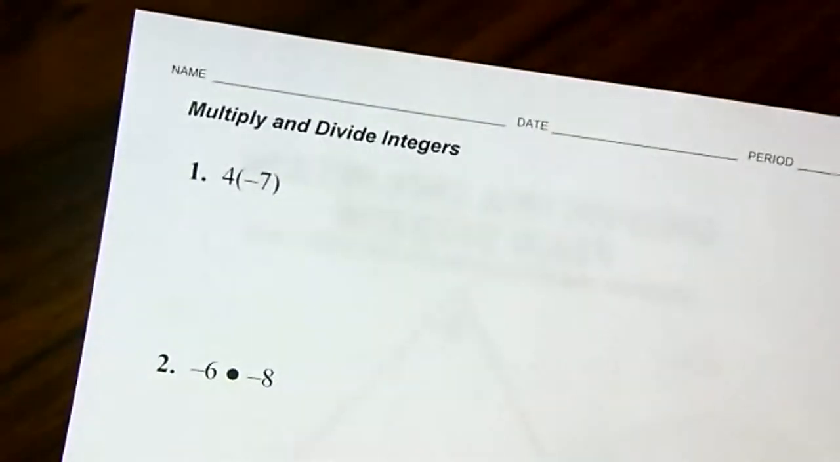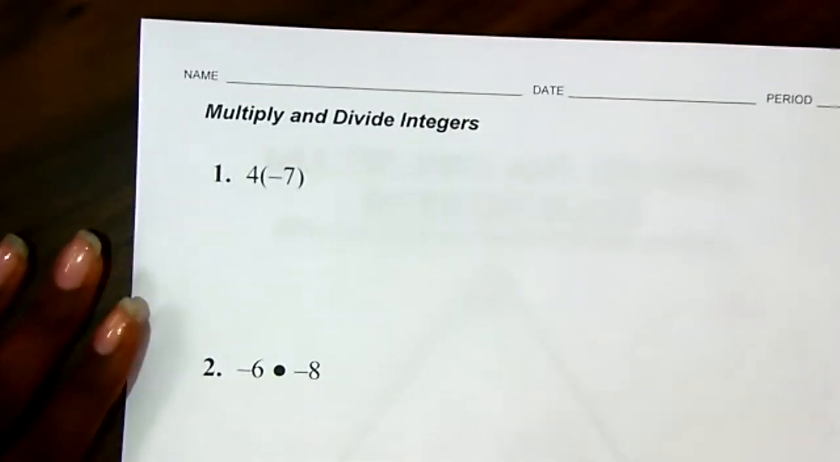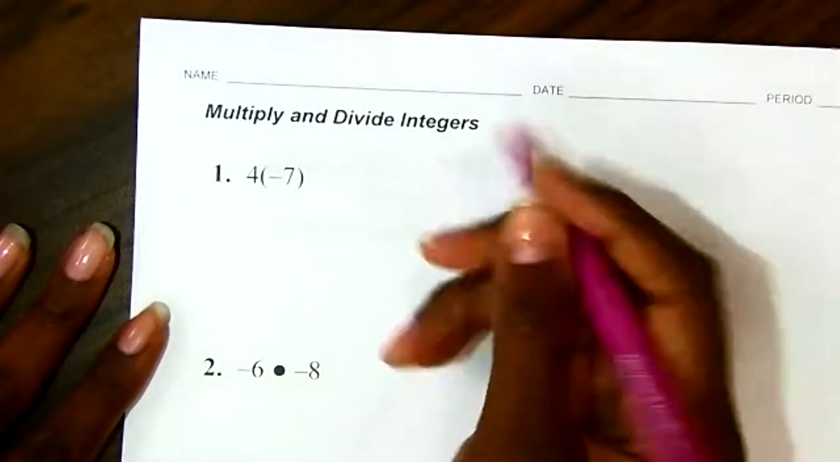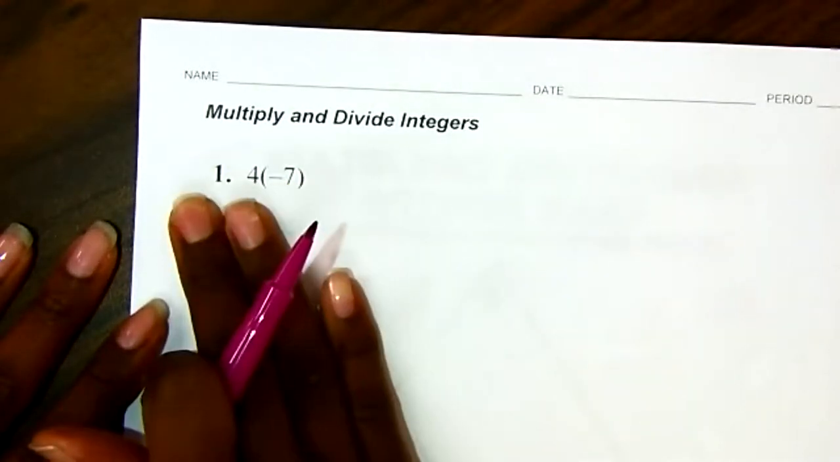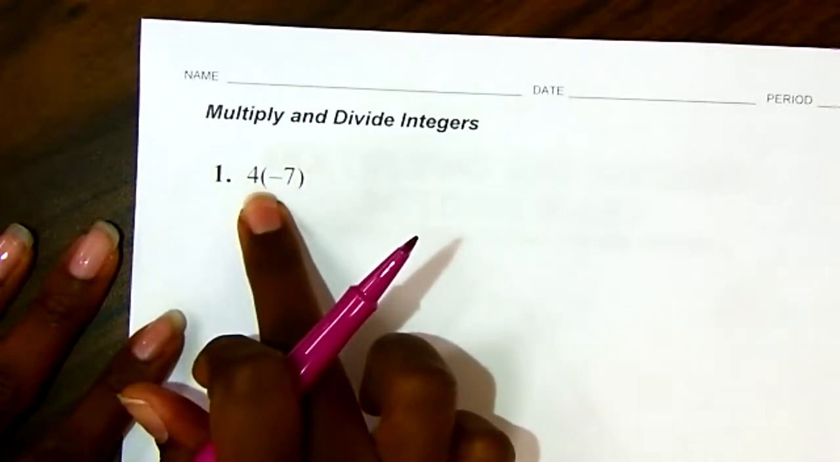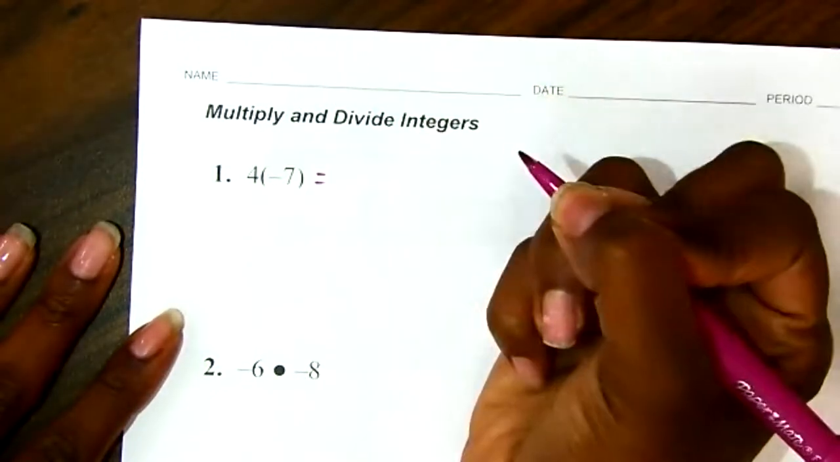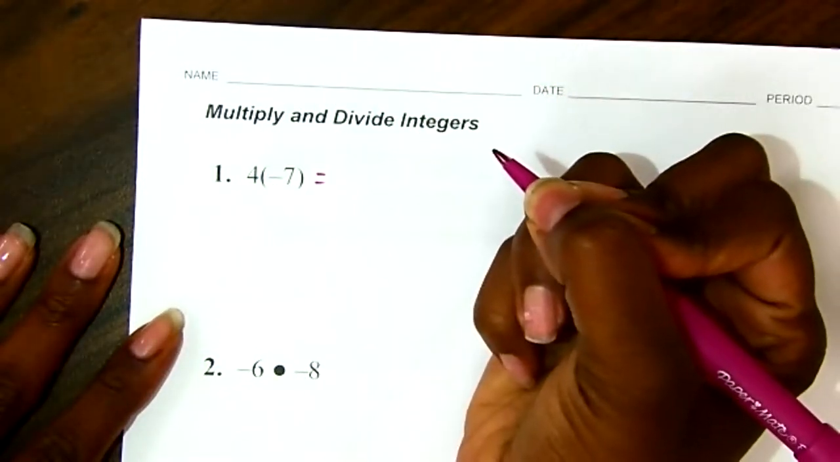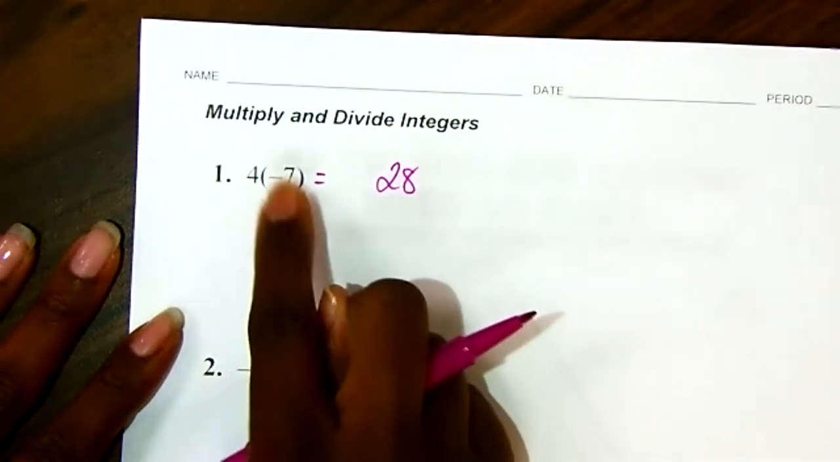So I'm gonna do 2 multiplication and 2 division problems with you, and then you're gonna do a couple on your own to kind of get you started. So first of all, I'm going to ignore the negative and a positive. I'm just going to multiply like normal. So I see parentheses, that's telling me I'm multiplying. So 4 times 7 will give me what? 28, good job. So I multiplied, I took care of that.